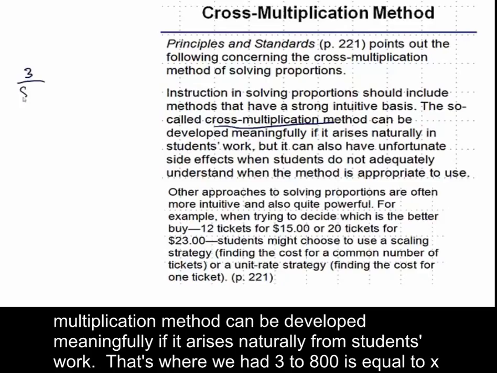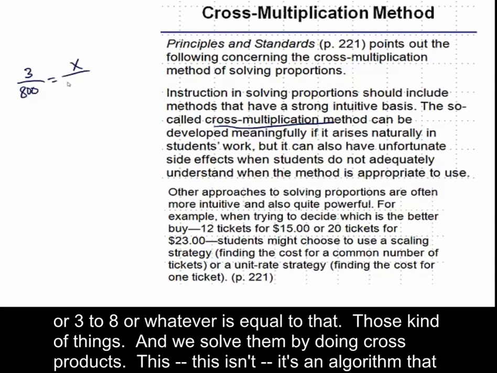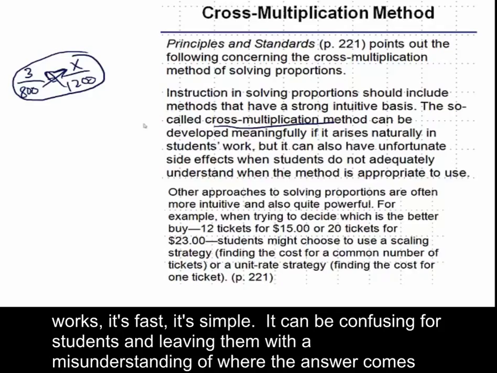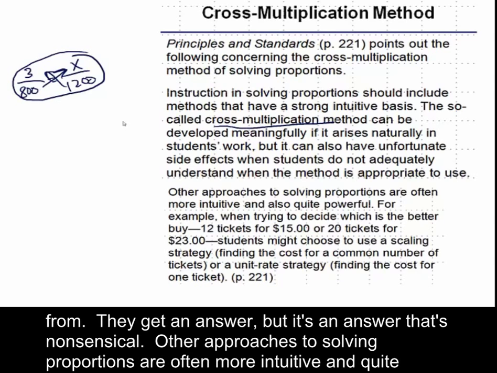That's where we had 3 to 800 is equal to x, or 3 to 8 or whatever is equal to that. Those kinds of things, and we solved it by doing cross products. It's an algorithm that works. It's fast, it's simple. It can be confusing for students and leave them with a misunderstanding of where the answer comes from. They get an answer, but it's an answer that's nonsensical.